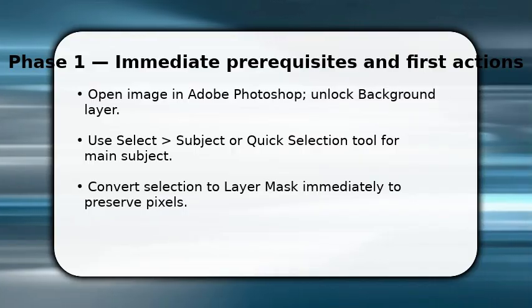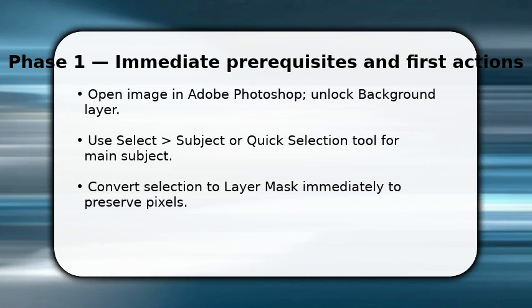You start by opening the file in Photoshop and unlocking the background layer so edits are non-destructive. Next, you select Subject or the Quick Selection tool to capture the subject. This gives you an initial mask fast.